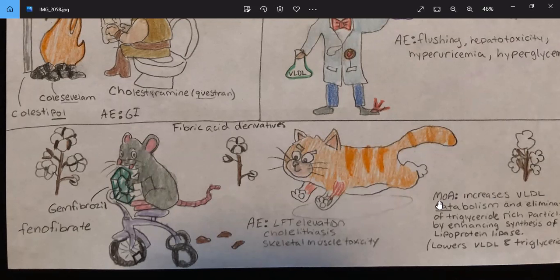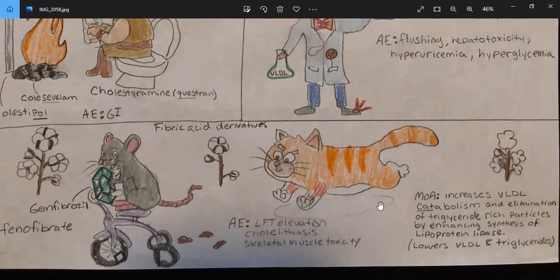So, to help explain this a little bit more, our mechanism of action is increases VLDL catabolism and elimination of triglyceride-rich particles by enhancing synthesis of lipoprotein lipase. So again, essentially that just means we're going to lower VLDL and triglycerides.